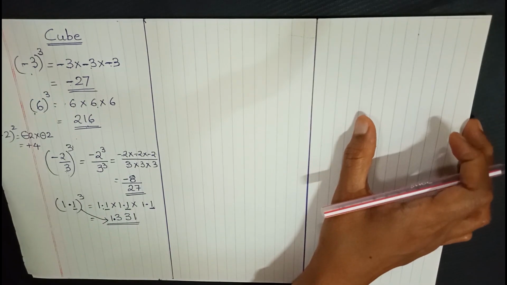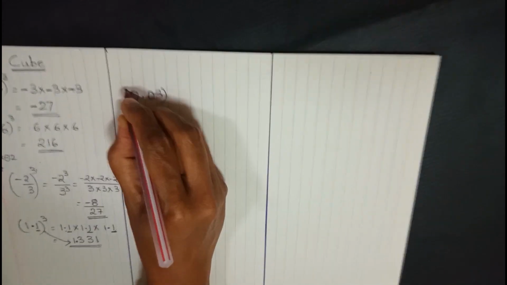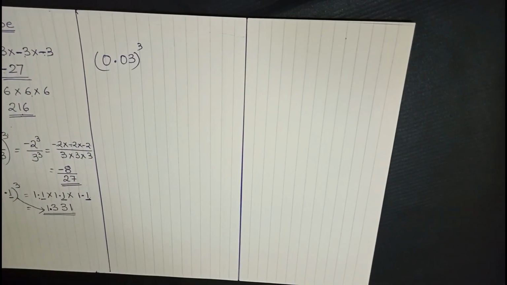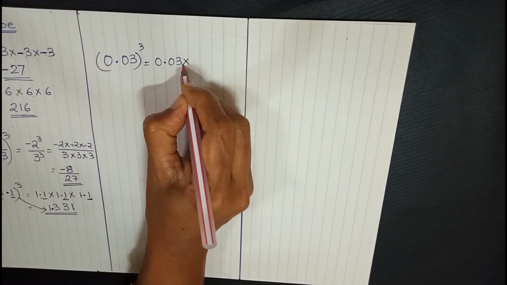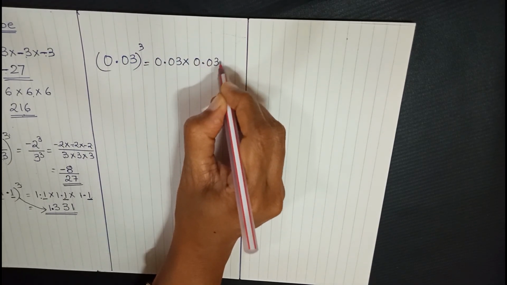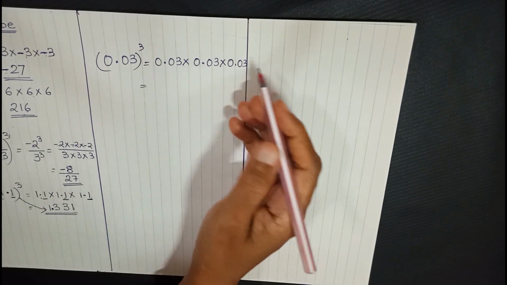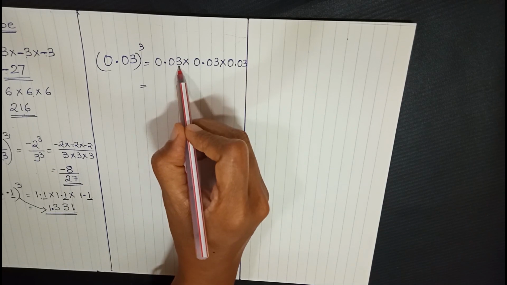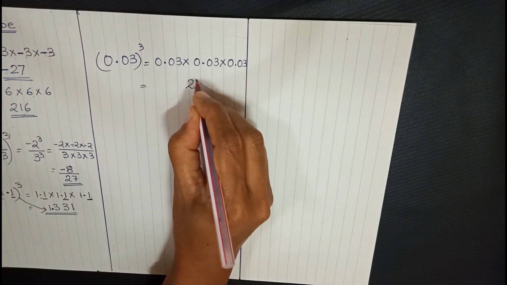Let us take another example. 0.03 cube, let us say I want to do. Right? So now again, what is the principle? We write it 3 times. Now without looking at the decimals, we first multiply the number. So number is only 3. So 3 threes are 9, 9 threes are 27.